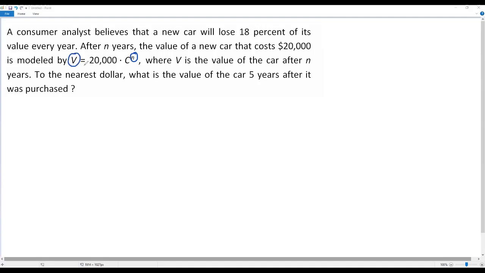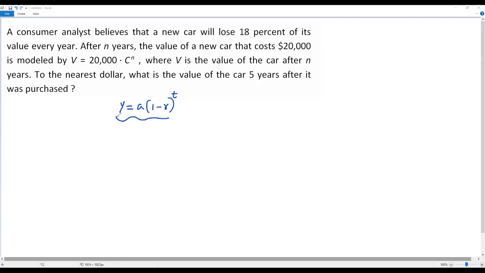To evaluate the value of V when n is equal to 5, we must know the value of this constant C. For that, we can consider the general form of an exponential decay function, that is y equals a times 1 minus r to the power of t. Here y represents the value of a particular quantity after the time period t. So it may be in years or weeks or months, it depends on the situation given. And a is the initial value and r is the rate of decay. So this is the exponential decay function. If it is an exponential growth function, instead of the negative sign, we'll have a positive sign over here.